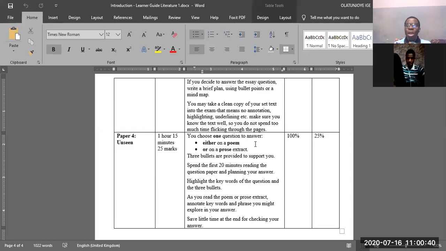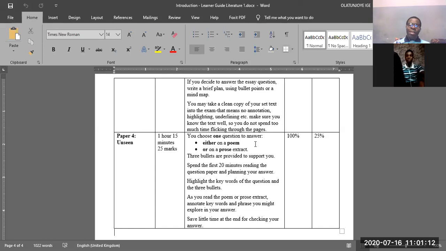Specifically, they will give you 3 bullets, and you must not exceed that. You don't need to translate or tell a story. Go straight to the bullet, look for it from the text, write it down in your own words, explain it to the best of your knowledge, and you submit. So they said spend the first 20 minutes reading the question paper and planning your answer. You must plan your answer before you write. If you're able to do this, then you have an edge as far as the exam is concerned.